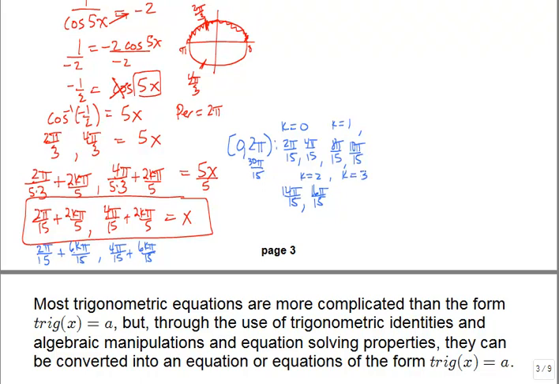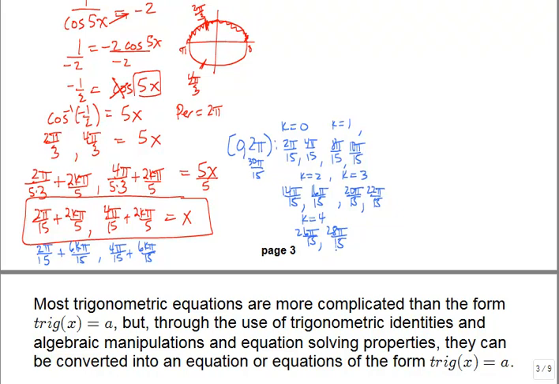So let's let k be 3. If k is 3, 6 times 3 is 18. 18 plus 2 is going to make this 20 pi over 15. 6 times 3 is 18. 18 plus 4 is 22 pi over 15. Still getting closer to 30, but I'm not quite there yet. Let's let k be 4. K is 4. 6 times 4 is 24. 24 plus 2 is 26 pi over 15. If k is 4, I get 24 plus 4. That's 28 pi over 15.